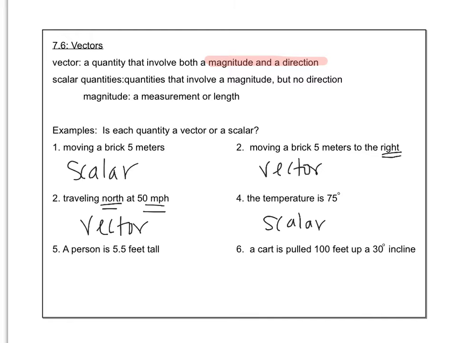Number 5 says a person is 5 feet tall. That's just a measurement, so it's just a scalar. And then a cart is pulled 100 feet. There's my measurement. Up an incline of 30 degrees. That has a direction. That means this one's a vector.